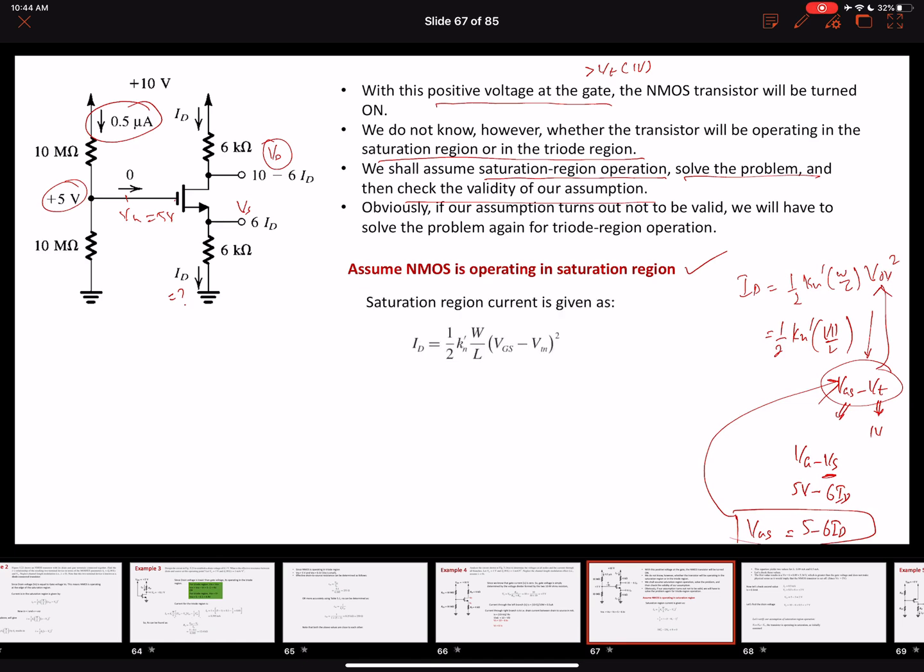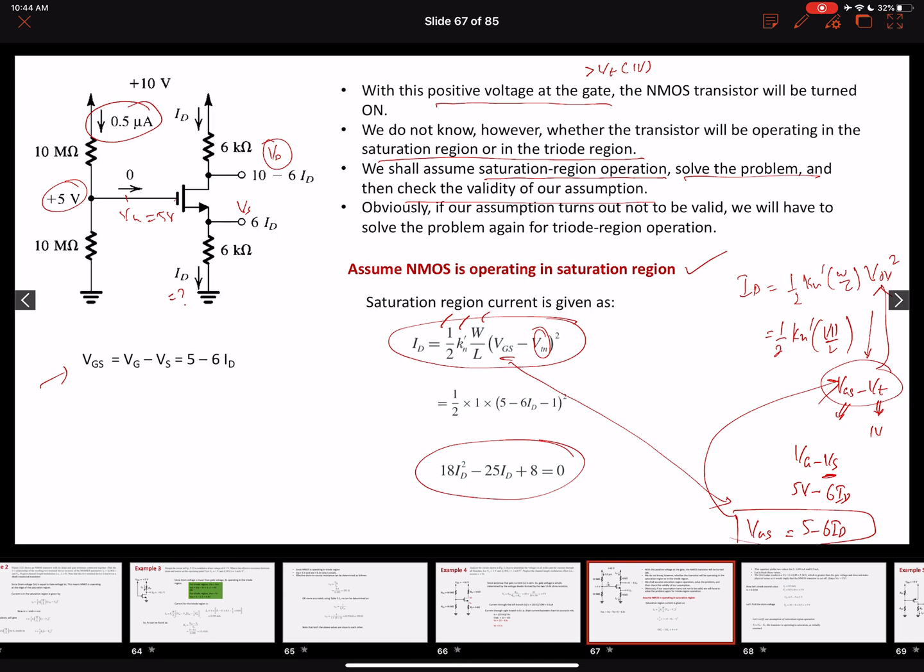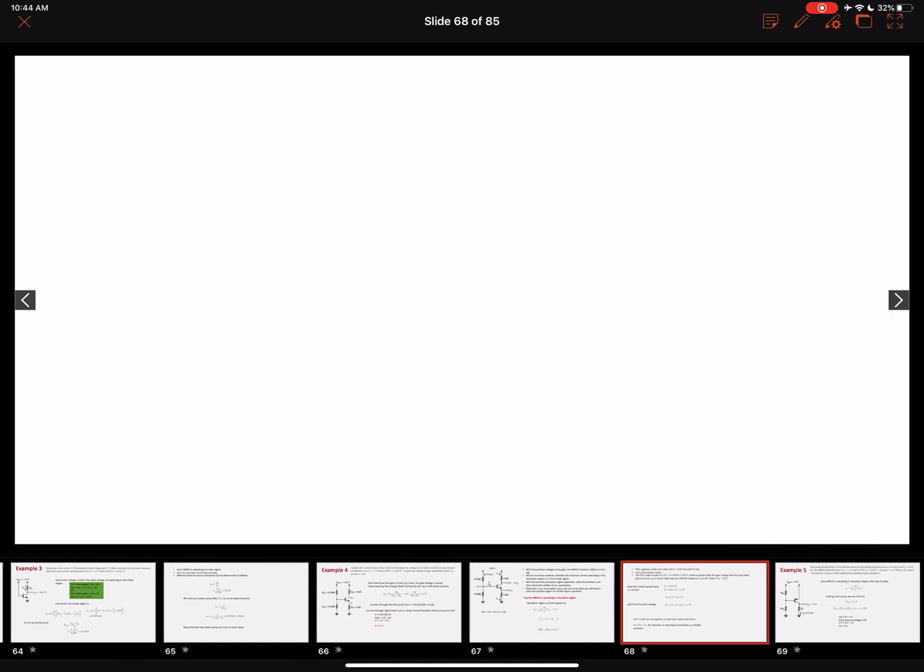So here's the saturation region equation. We know the value of Kn dash W over L. The VGS will be 5 minus 6 ID, and we know the value of the threshold voltage. Putting in all the values, we ended up getting this quadratic equation again. If we solve this quadratic equation, we find two values: one value of the drain current is 0.89 milliamperes, and the other is 0.5 milliamperes.